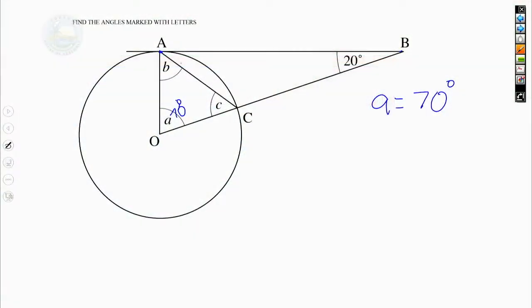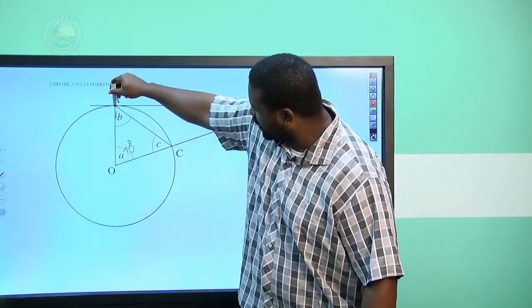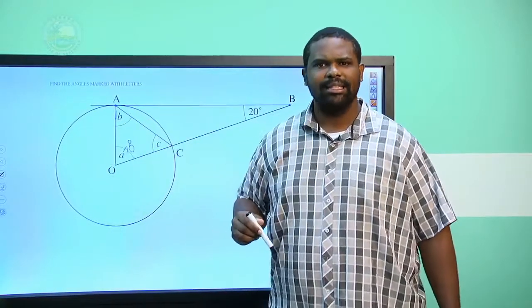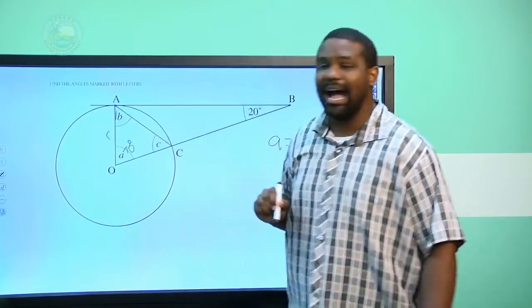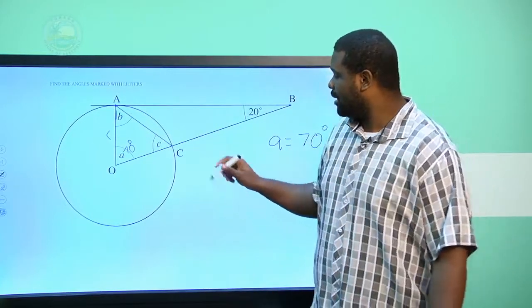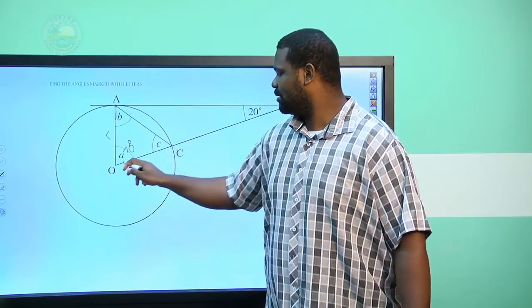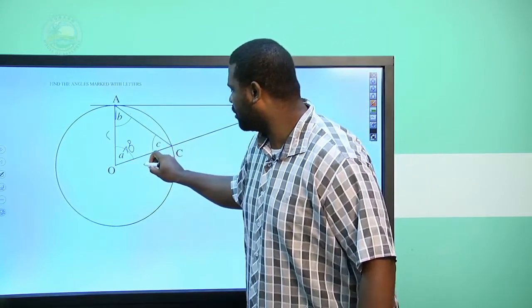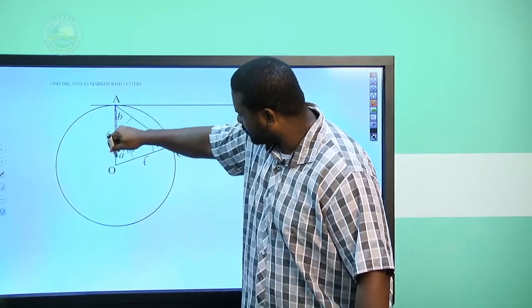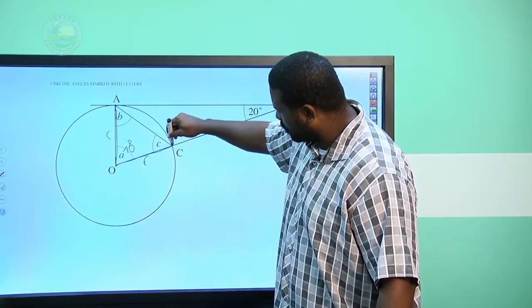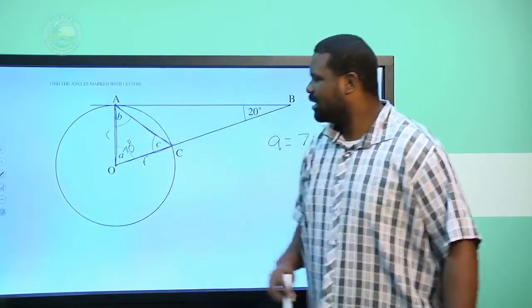Let's see if we can figure out B and C. Well, what is this? This is a line that's going from the circumference to the center that has a special name, no? It's called the radius. So I'm just going to put an R there. Similarly, from this point C to here will also be a radius.